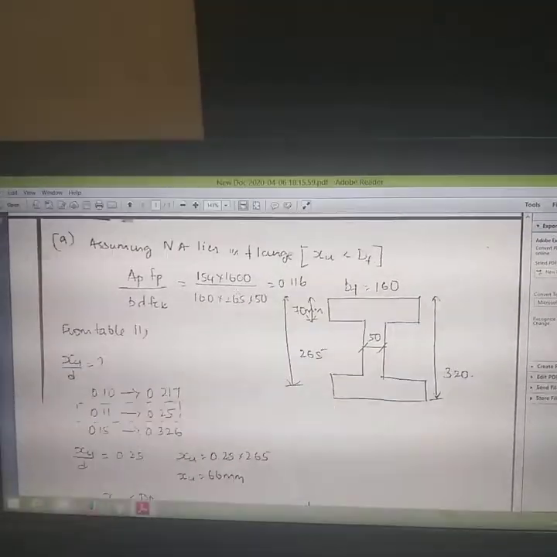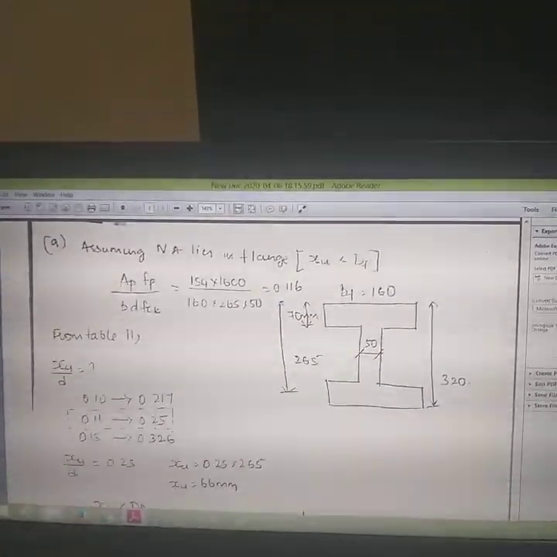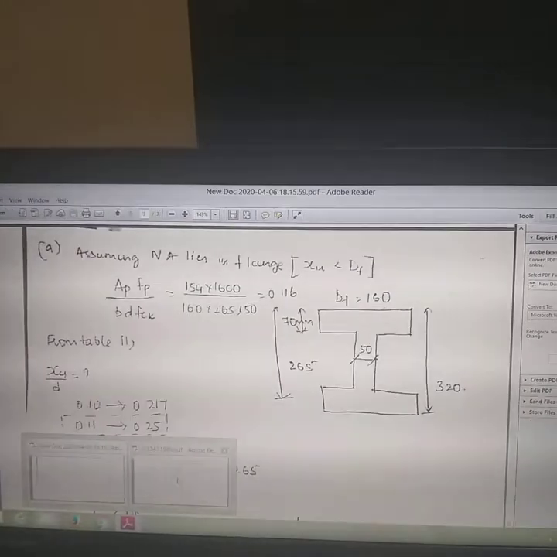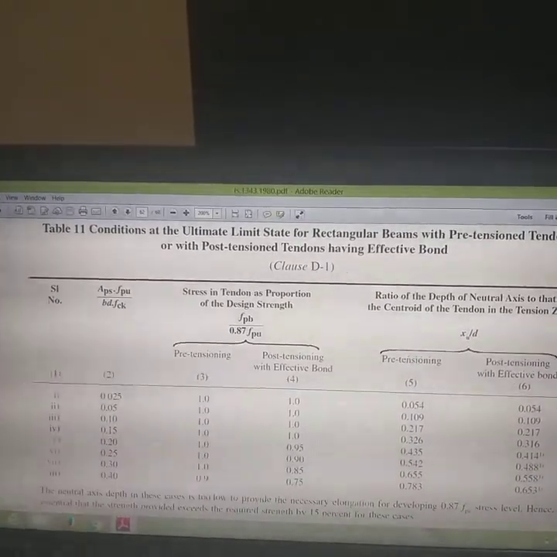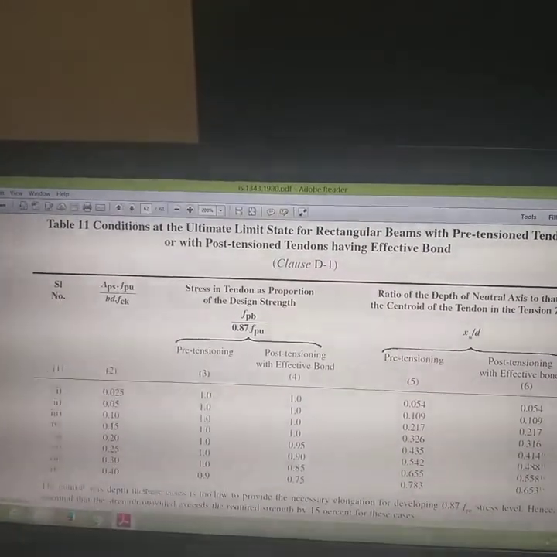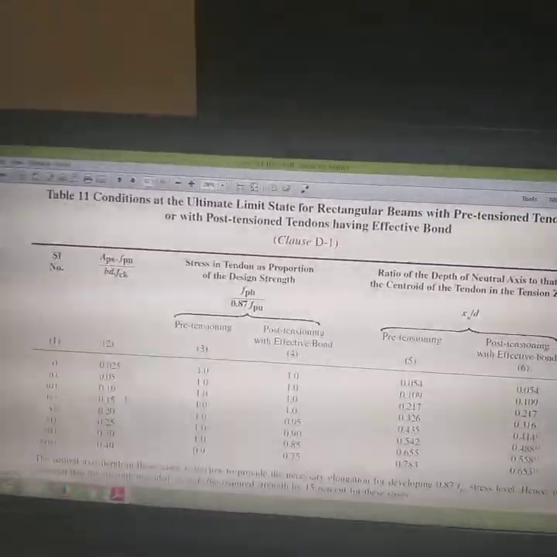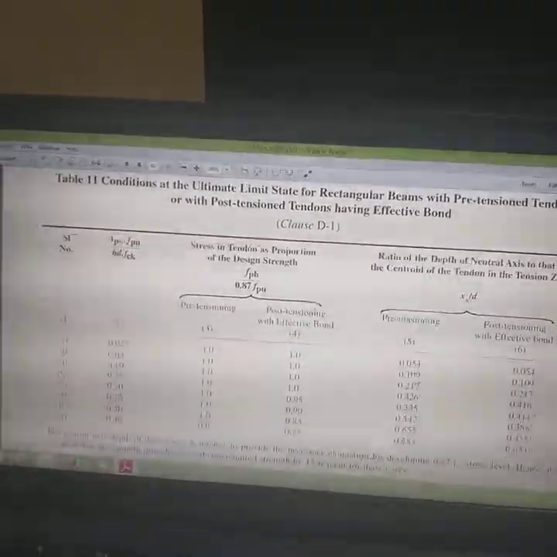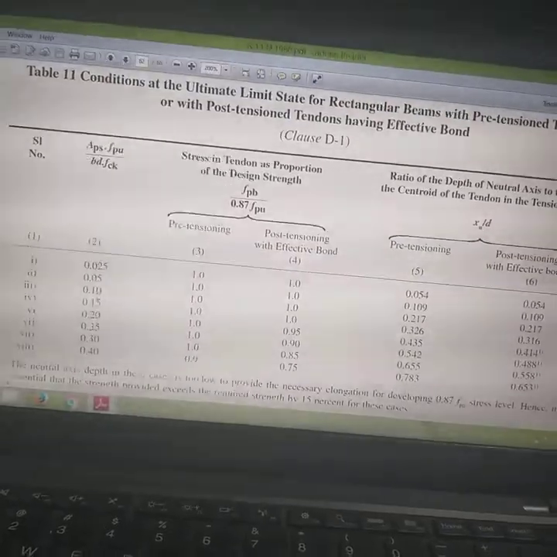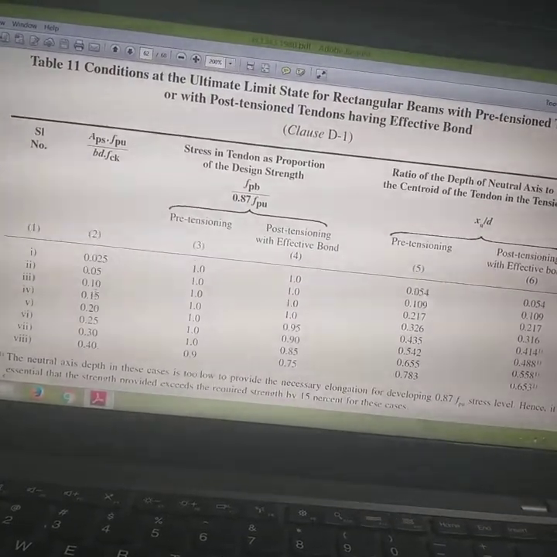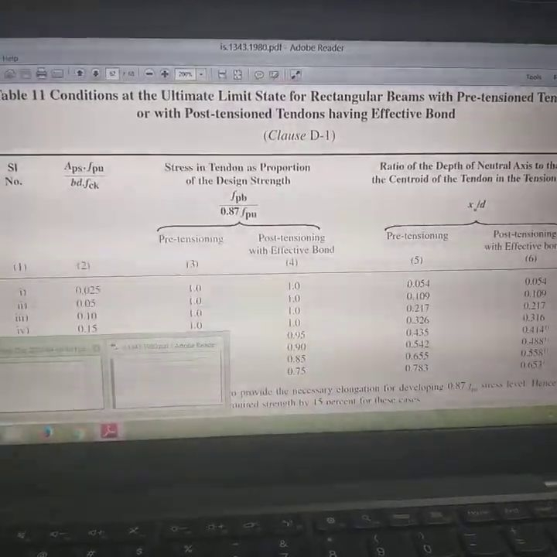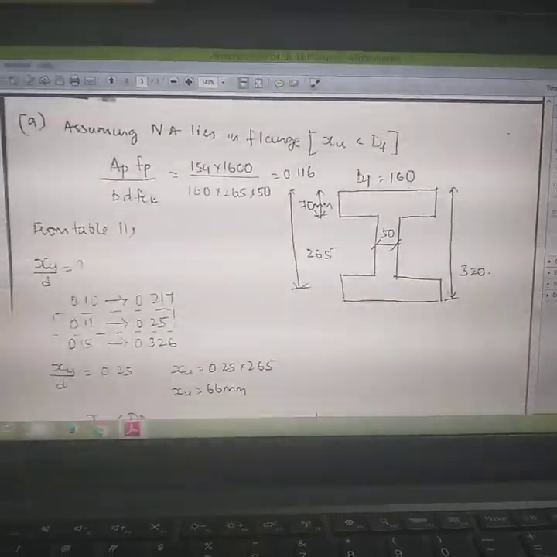Here your reinforcement ratio is 0.116. Okay, go back to the IS 456, 0.116 here. You do not have any direct value, you have to do the interpolation. 0.116 is lying in between 0.10 and 0.15 here. Okay, so you have to write the value in between these two, so that you can do the interpolation like this.